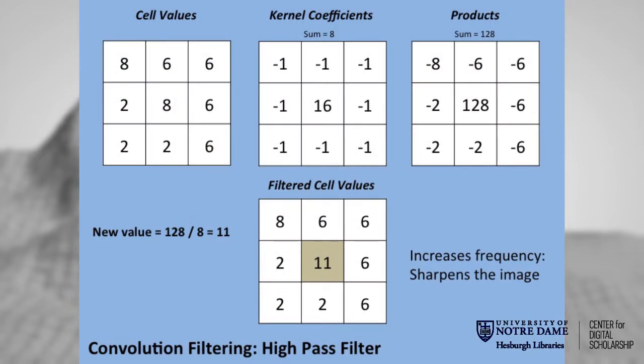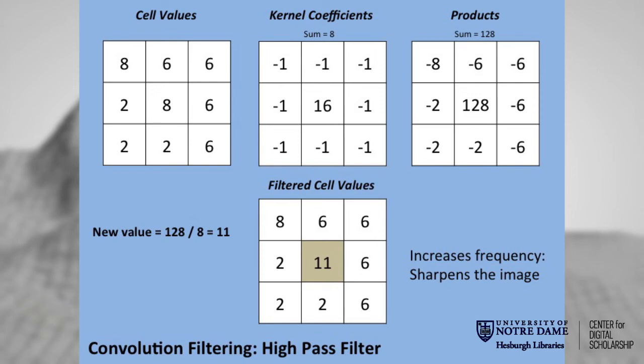So we might have something like what we call a high-pass filter. This is the exact one I was using in the demonstration in the previous slide, where we have our original values and then we have our new values that we've created by multiplying. So we've taken 8 and multiplied by -1, 6 multiplied by -1, 6 multiplied by -1, all the way across. The center one's the only one that's different. That's going to be 16 times 8. And then we're going to sum all of those values together, which is going to give us 128. We're going to divide that by the sum of the kernel, and that's going to give us a new value of 11. What this is doing is essentially increasing differences based on the spatial frequency.